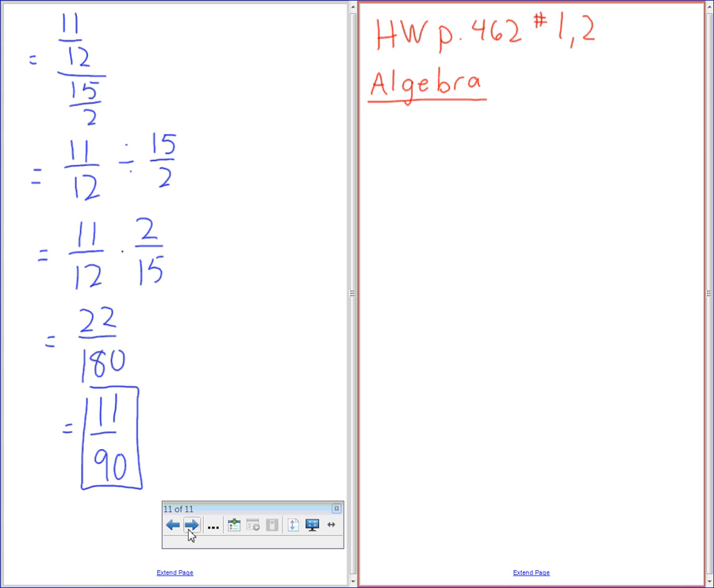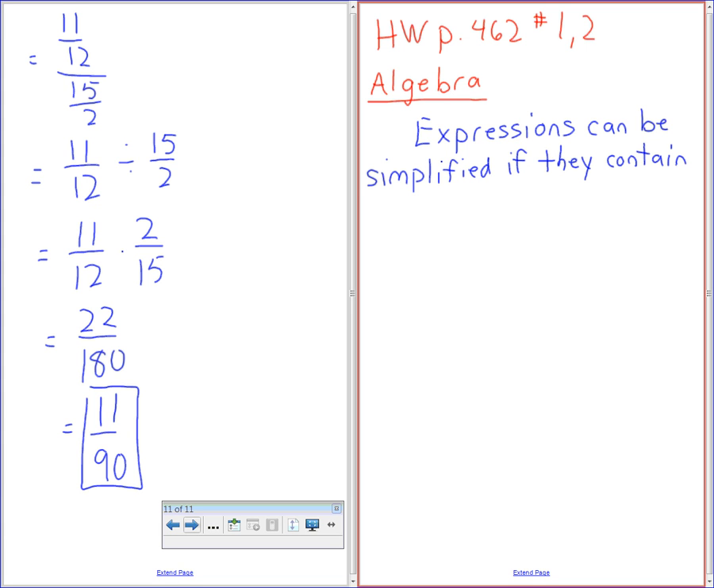Okay, so we're going to say expressions can be simplified if they contain like terms. Yes. This is the way all my lessons are going to go. I'm going to do a short little note at the beginning, and then I'll do like 10 examples. That's how it goes always, okay? So I'm going to say expressions can be simplified if they contain like terms. Like terms have the same variable and the same exponent.